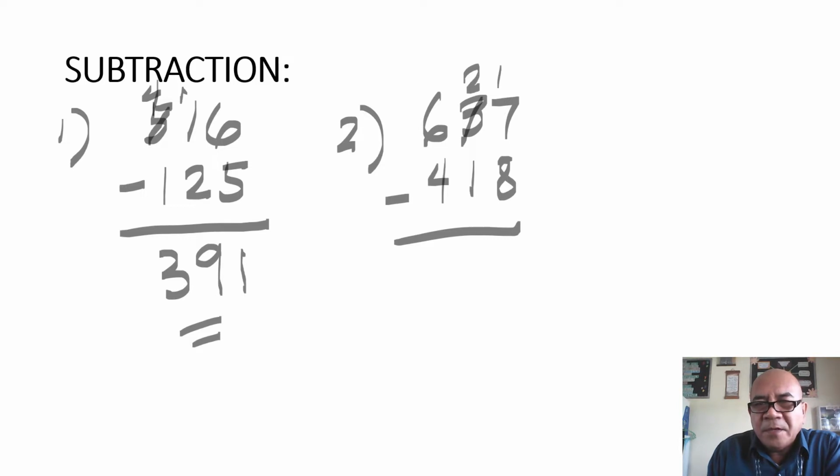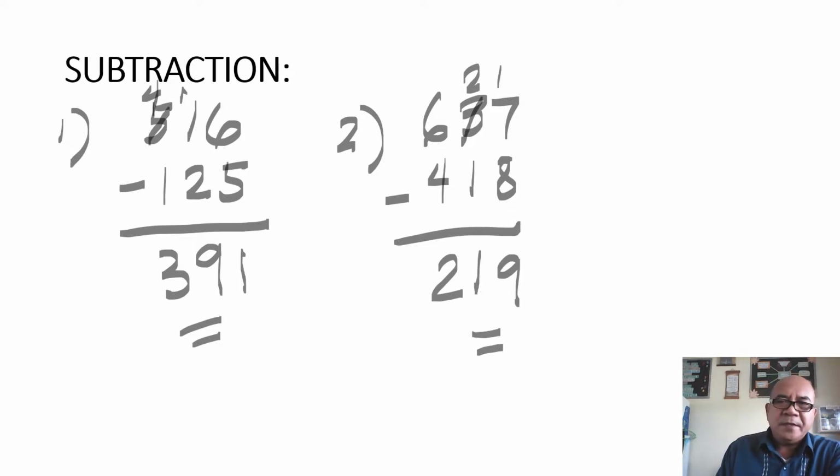So, itong 7 naging 17. So, 17 minus 8 equals 9. And yung 3 naging 2. 2 minus 1 is 1. And 6 minus 4 is 2. So, your final answer is 209.